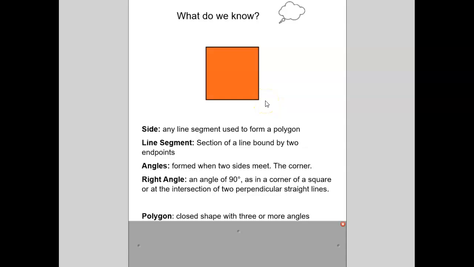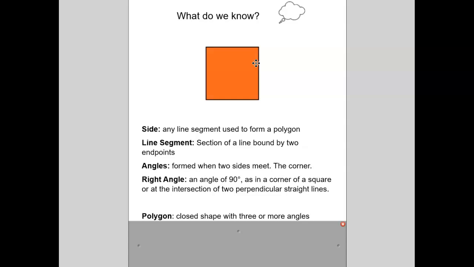You know an angle is formed when two sides come together, or the corner. We also learned yesterday about a very special type of angle called a right angle. And maybe you wrote down that a square has 4 right angles. You would be right. A right angle is that special corner where two perpendicular straight lines come together. And you know you can always check to see if an angle is a right angle by using the corner of a piece of paper.